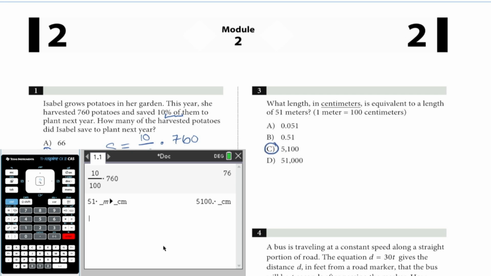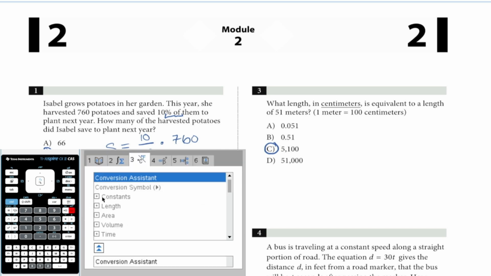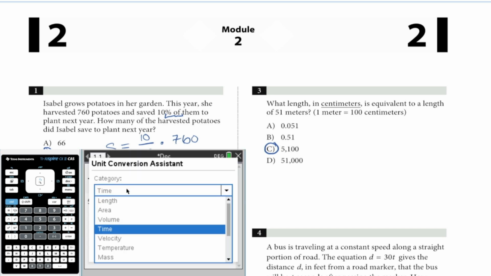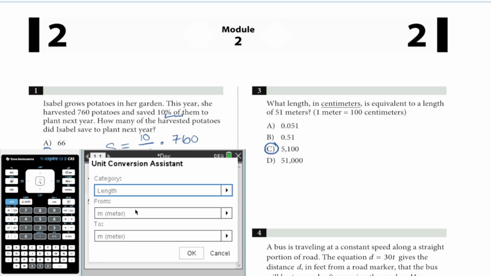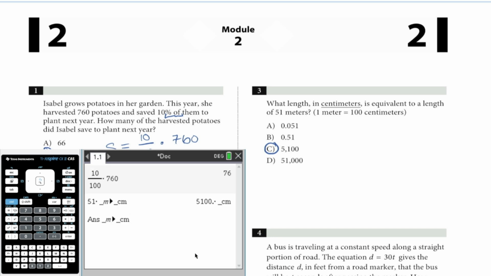So it's C. The abbreviations for the units are mostly what you would probably think of when you write them down. If you ever are not sure, you can go into the book and go to conversion assistant. If you know you're doing a length, you could choose length, and from here you can see there's meter, there's centimeter. You could do it that way. I just think, honestly, it's longer than just typing it out by hand. So yeah, unit conversion, as long as you know what the units are, the calculator probably does as well. You can just type it in the calculator.